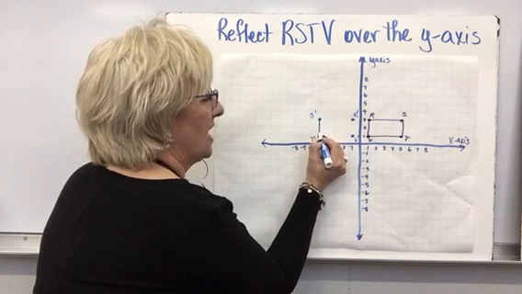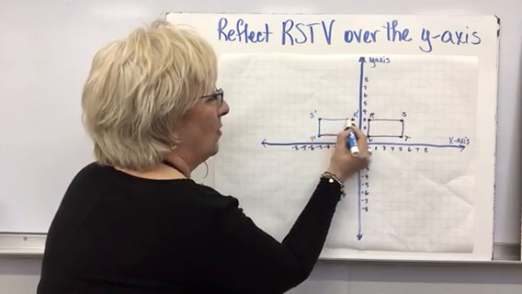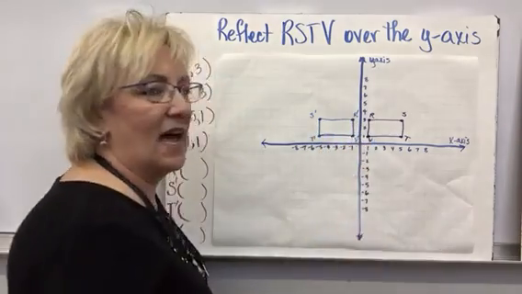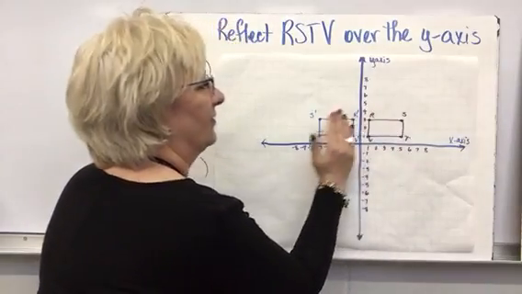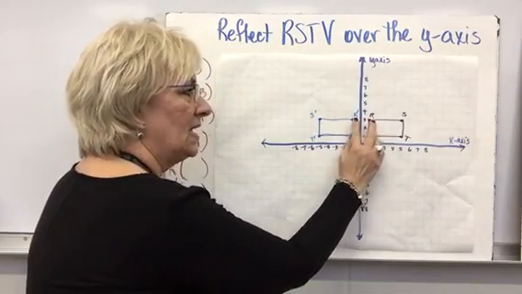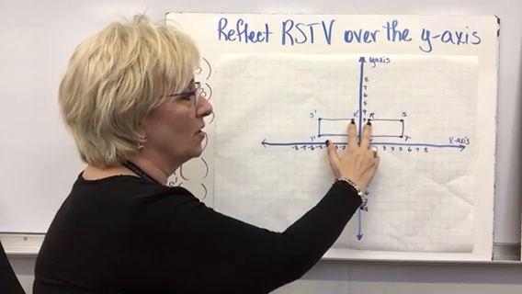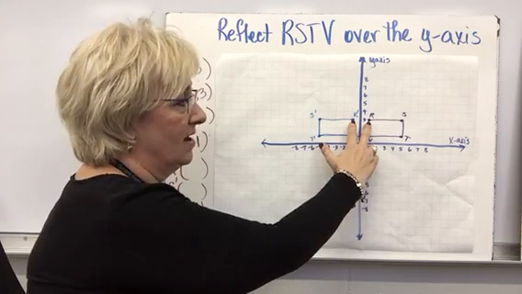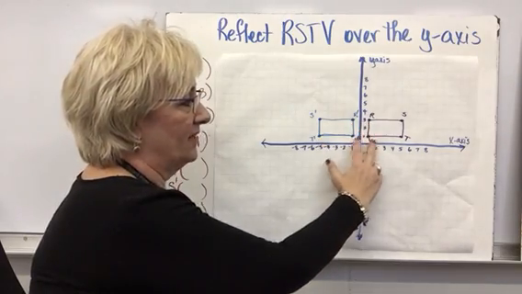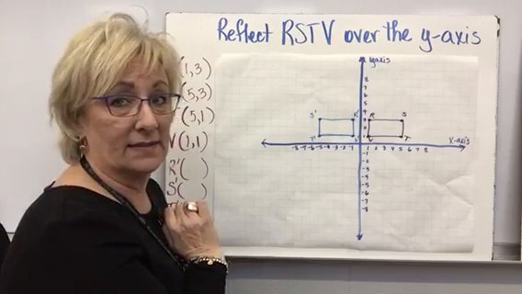If I were to connect these, you would see that it's still going to be a rectangle, same size, everything. But what I have done is I have taken it and flipped it this way. Notice that my old R and my new R are exactly 1 point away from the y-axis from where they started, and so are my V's. My T's are the furthest, and so are my S's, away from the y-axis.